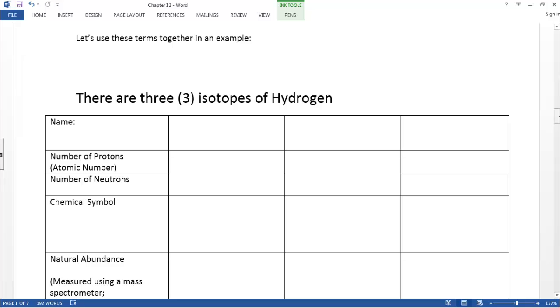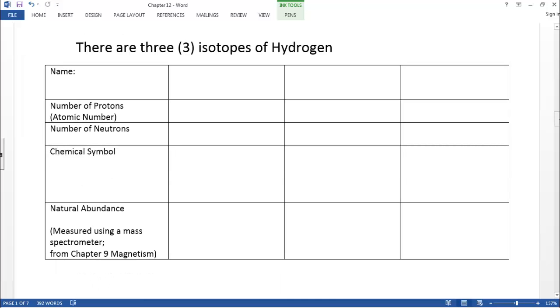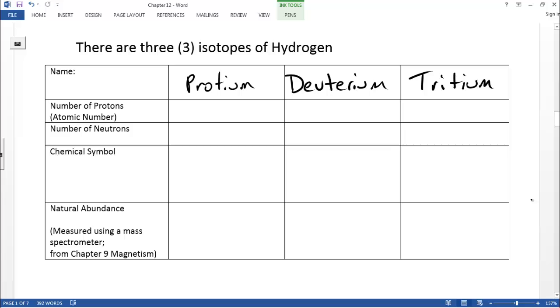Okay, let's do another example, kind of using these terms all together. It turns out that there are 3 isotopes of hydrogen. And they have names. You do not have to memorize these names. But there's protium, deuterium, and tritium. Well, how are they alike?